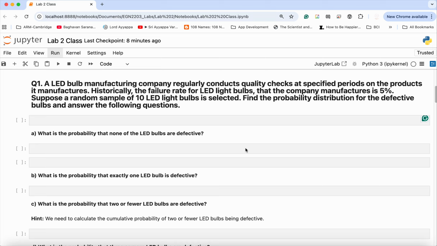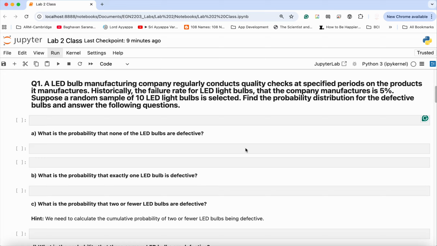There's a bit of information there, so let's understand. Basically what we have is a manufacturing company that produces LED light bulbs, and in general the failure rate is 5%. Now what we are doing is randomly selecting 10 bulbs, and we want to find the probability distribution for the defective bulbs based on this random sample of 10 LED bulbs.